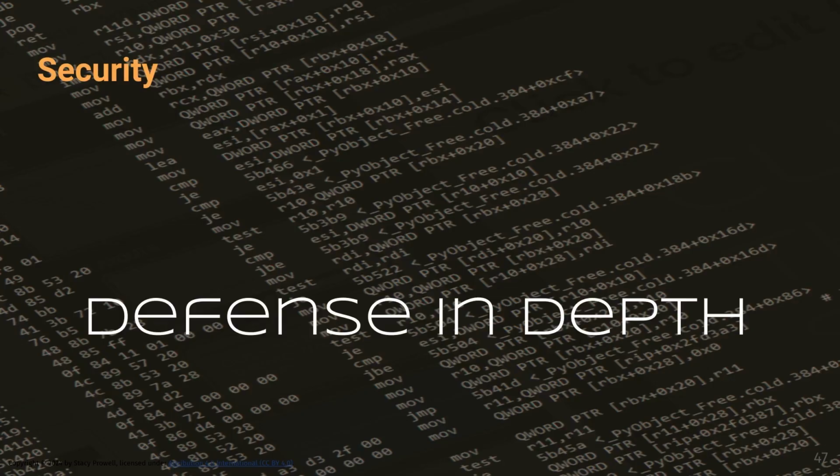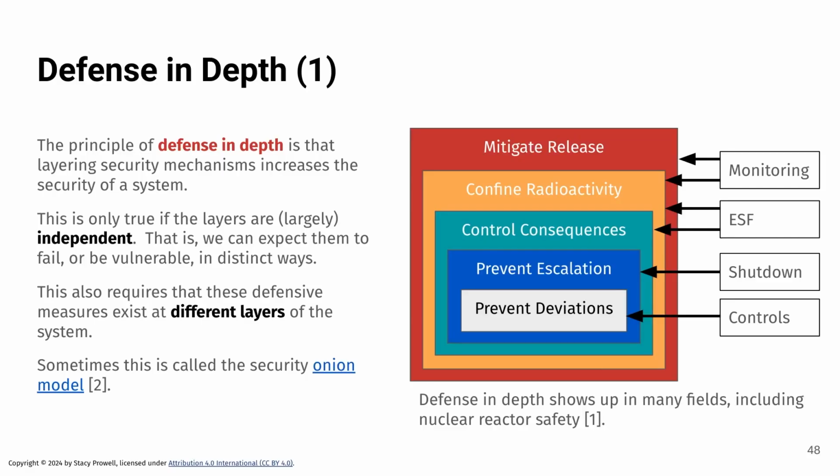All right. Now I mentioned layers, and that gets to thinking about defense in depth. Now, defense in depth is not what everybody thinks that it is. The principle of defense in depth is that we layer security mechanisms to increase the security of a system. An attacker who penetrates a layer still encounters resistance.